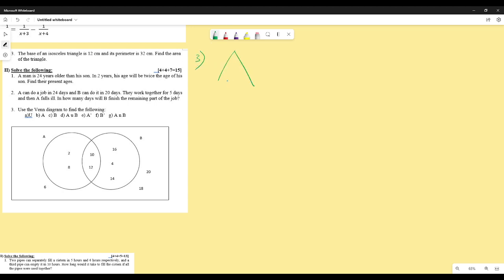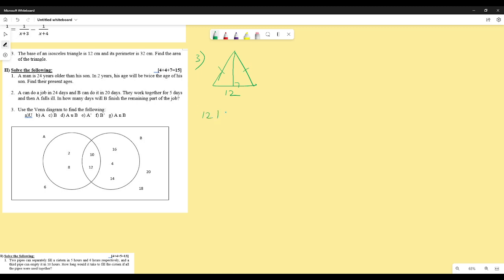This is what an isosceles triangle looks like. Sorry, please pardon me if my line is not too straight. This is what an isosceles triangle looks like. Now here they say the base is 12 centimeters, right? So this means this is 12 and the perimeter is 32. We know that in an isosceles triangle these two sides are equal.